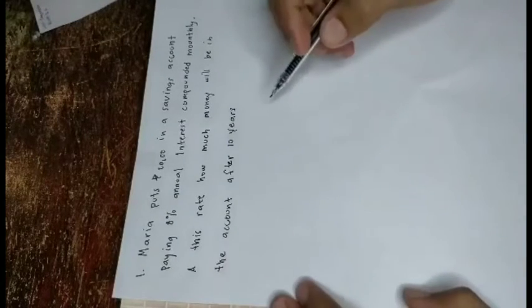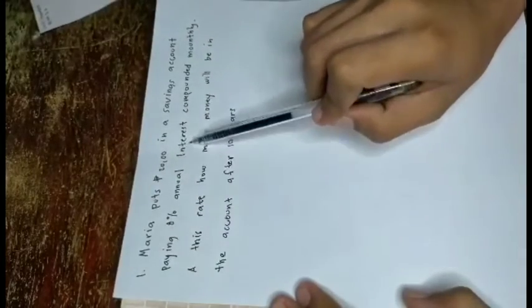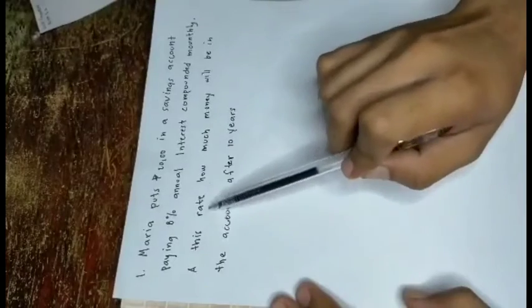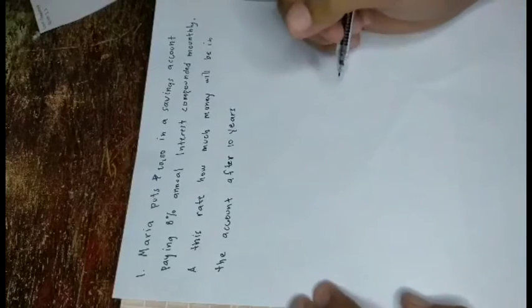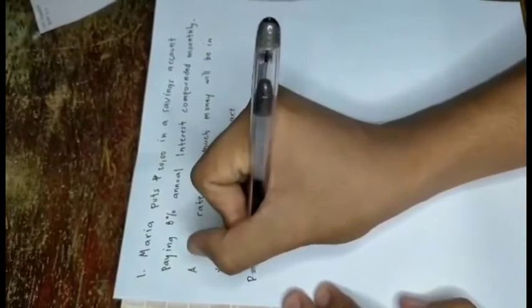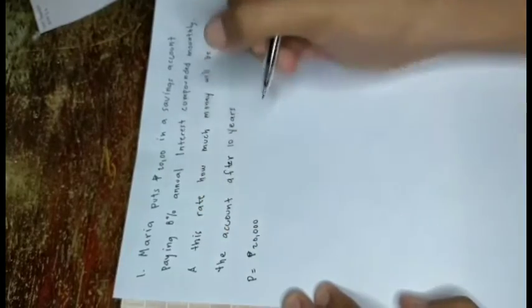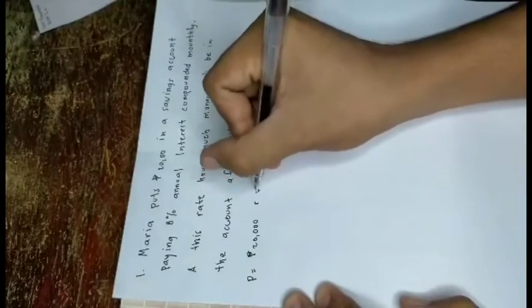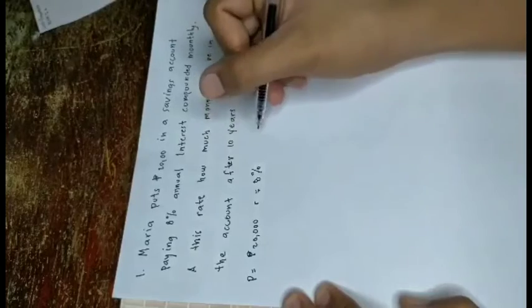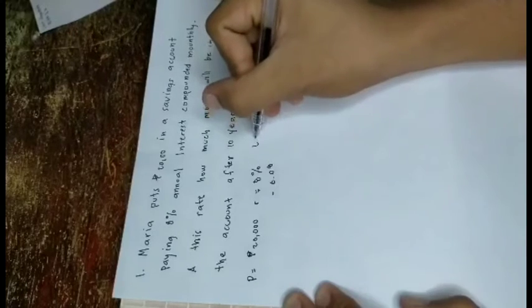On example number 1, Maria puts 20,000 pesos in a savings account paying 8% annual interest compounded monthly. At this rate, how much money will be in the account after 10 years? So let us identify first the given. The principal is 20,000 pesos. The rate is 8% or 0.08. And the time is 10 years.